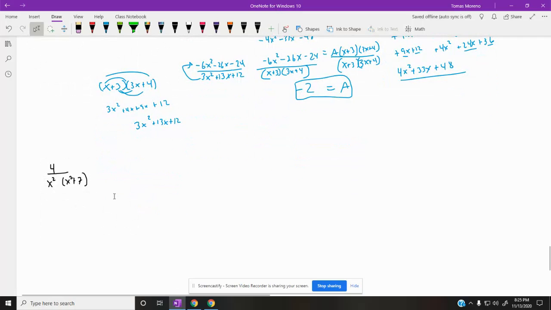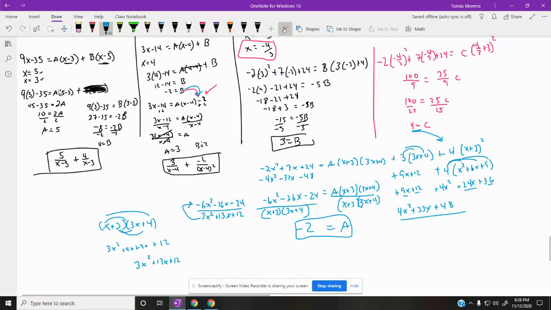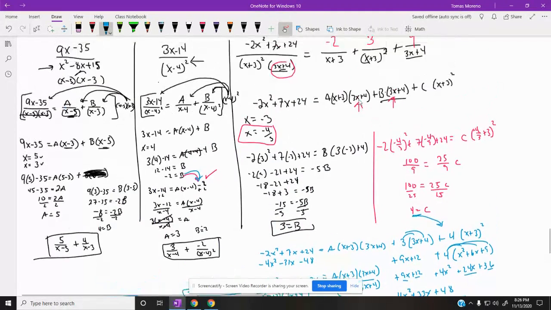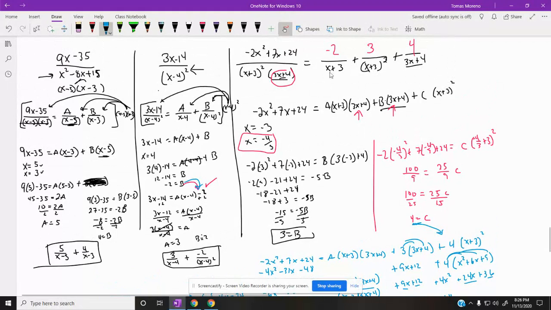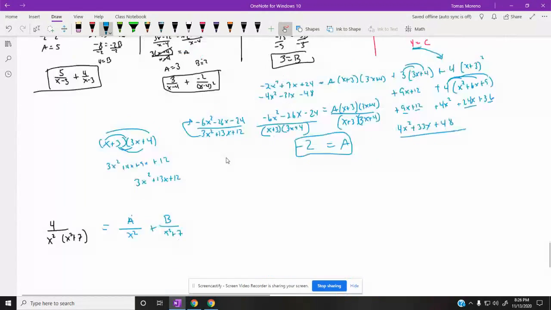So this one, notice the exponent is not on the outside. They just give it to you so you could put it in as a over x squared plus b over x squared plus 7. So here you don't have to do the little process where you break it down into 2, x plus 3, and then x plus 3 squared, because the square is not on the outside. It's actually on the inside.